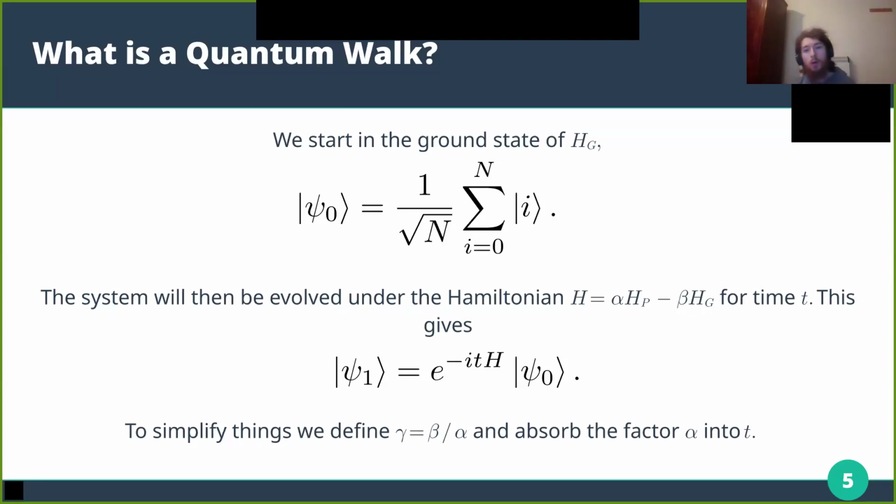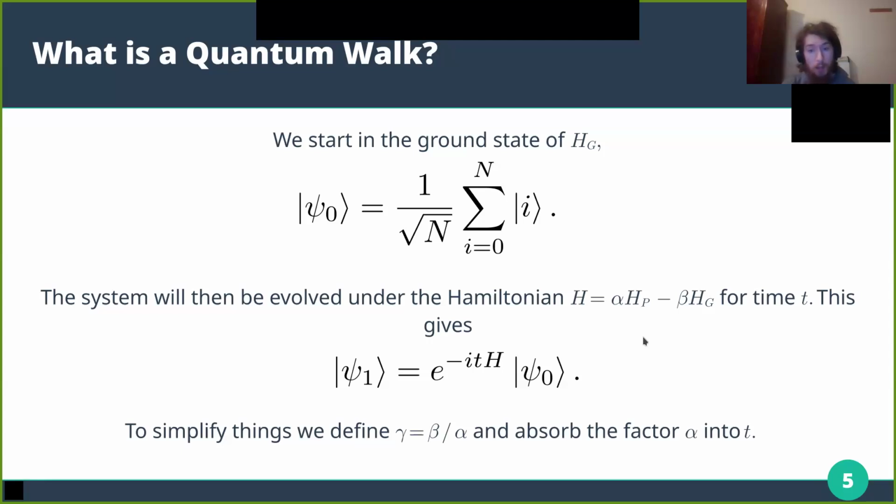So what is a quantum walk? We start in the ground state of our graph Hamiltonian, which is just the uniform superposition, and we want to end in the ground state of our problem Hamiltonian. Now, in a quantum anneal, for example, you'd evolve under Hg, and then slowly ramp down Hg and ramp up the problem Hamiltonian, so that in the end you're evolving just under the problem Hamiltonian. In a quantum walk, however, we instead pick a fixed Hamiltonian somewhere in the middle and just evolve under that. So it's time independent.